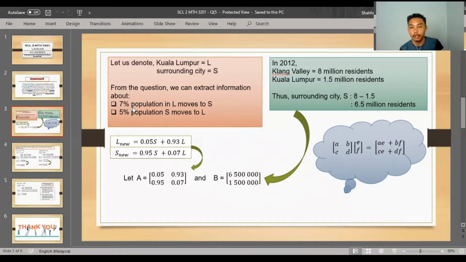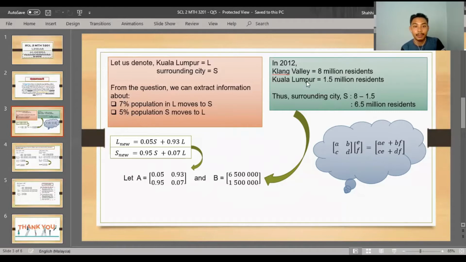7% of the population in Kuala Lumpur will move to the surrounding city, and 5% of the population of surrounding cities will move to Kuala Lumpur. So basically, we can say that 93% of the population will stay in Kuala Lumpur, and 95% of the population in the surrounding cities will stay in the surrounding cities too.